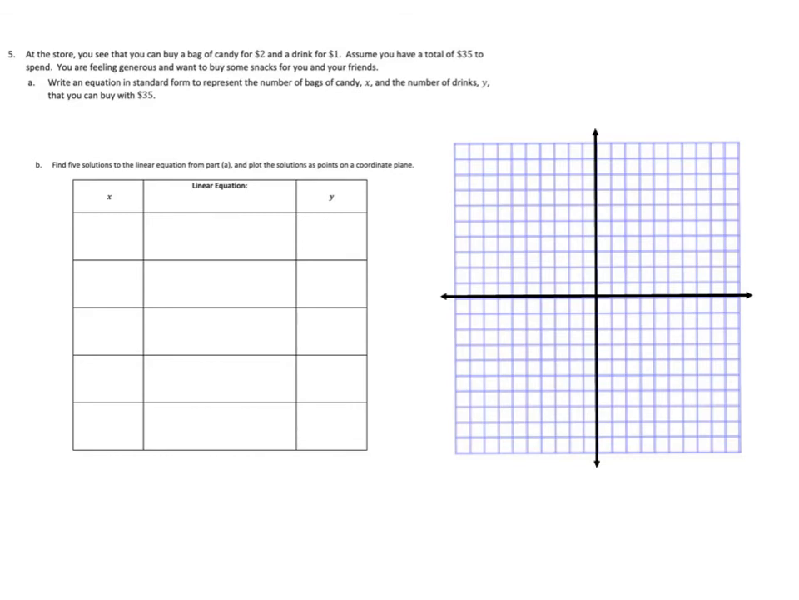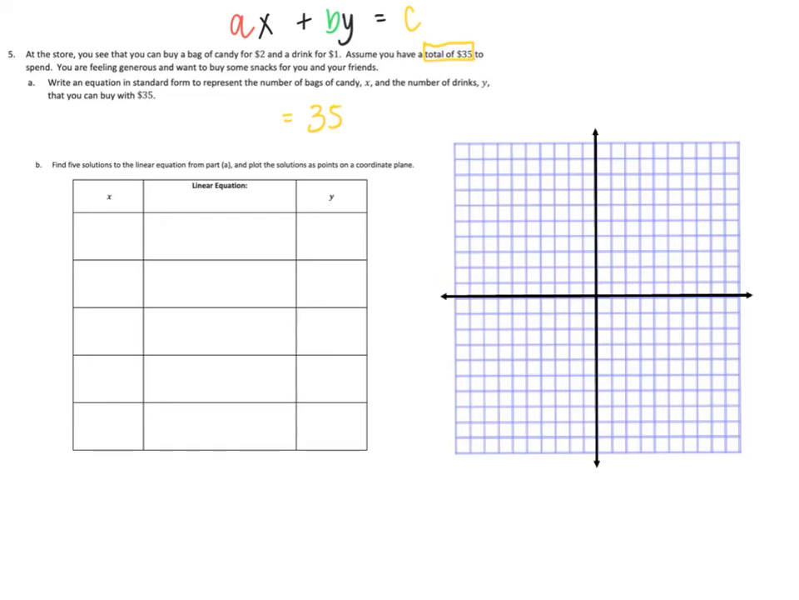So this is what we're going to do real quick. We're going to write our equation in this format. Ready? AX plus BY equals C. So a few things we need to figure out are what is A, what is B, and what is C. Now we know that C is probably going to be our total, right? Our total of $35 that we have. So it's going to equal 35.